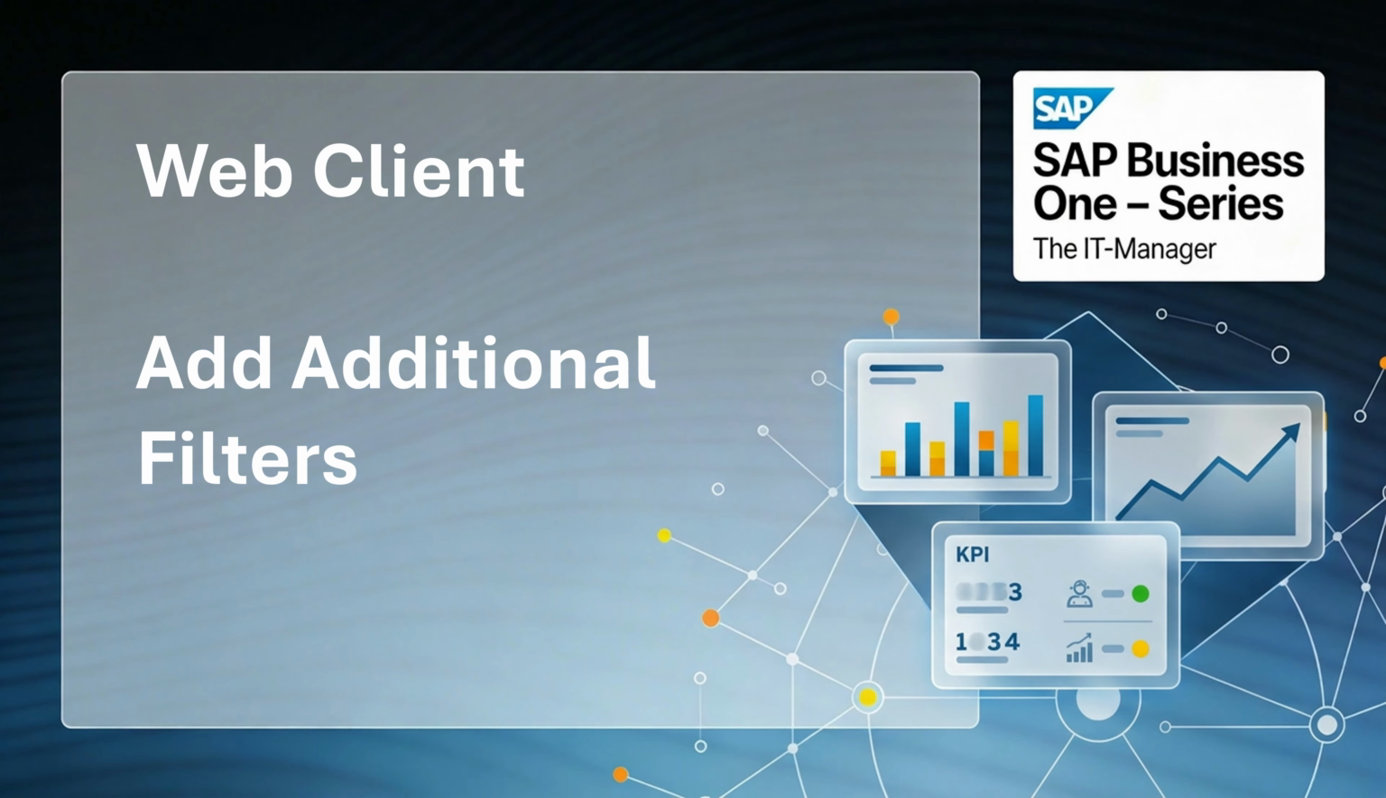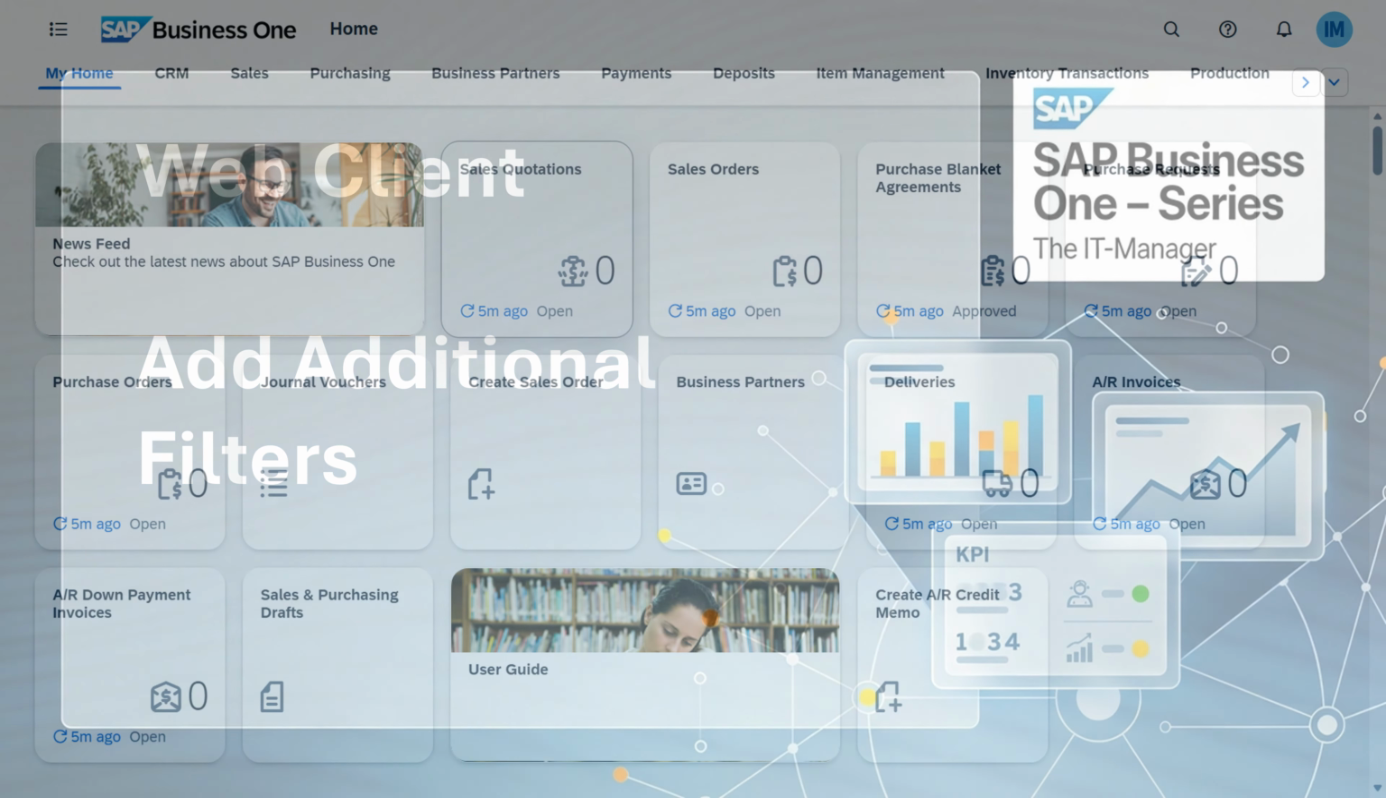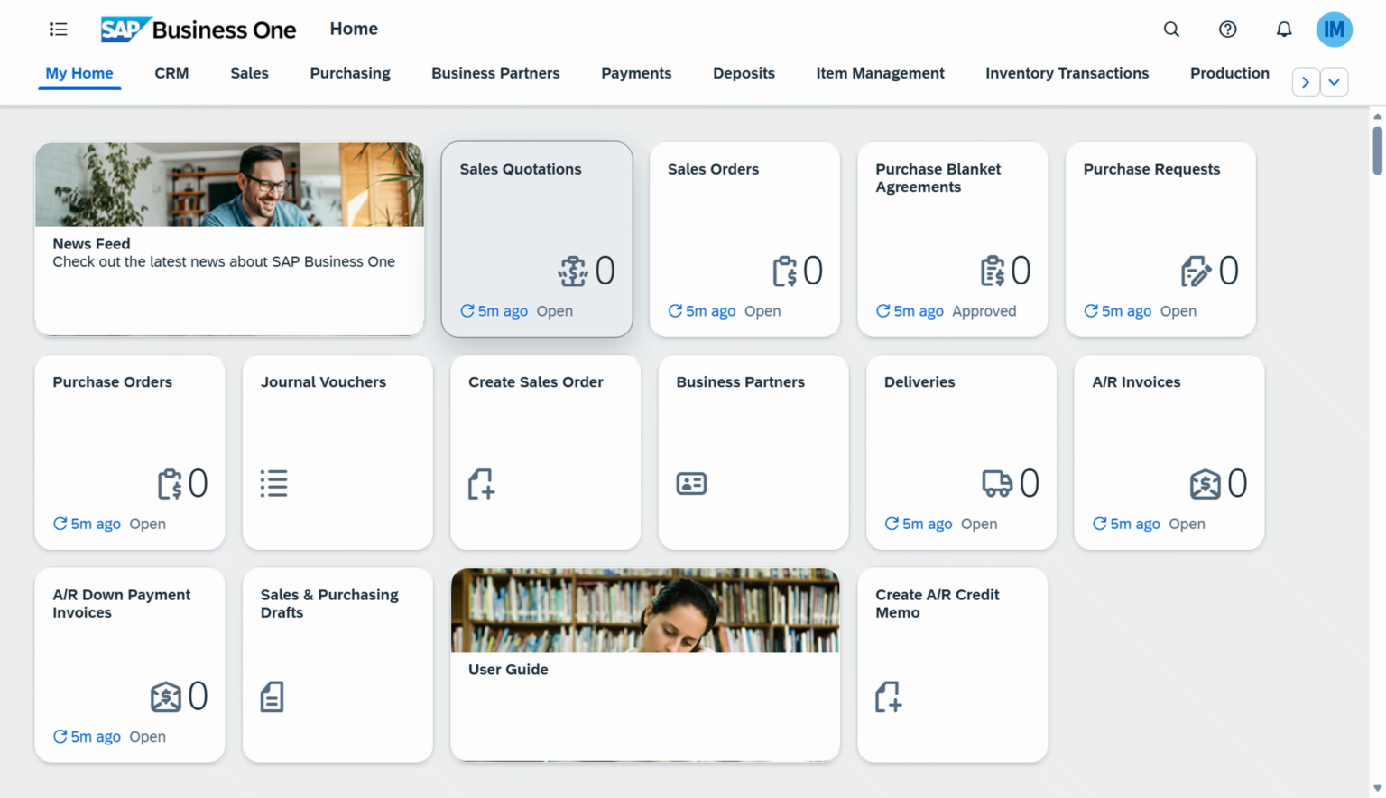In this video, we will show you how to add filters in SAP Business One web client. This is a simple but very useful function that helps you quickly narrow down the information you need. As an example, we will add filters to the sales quotations.